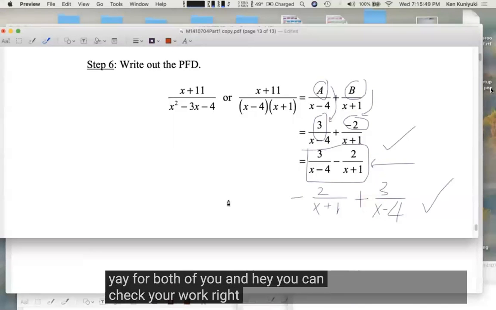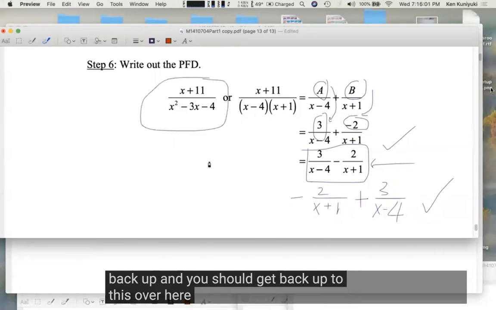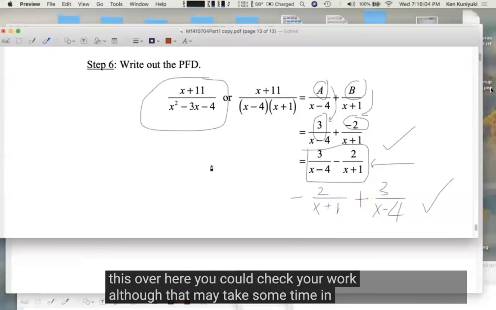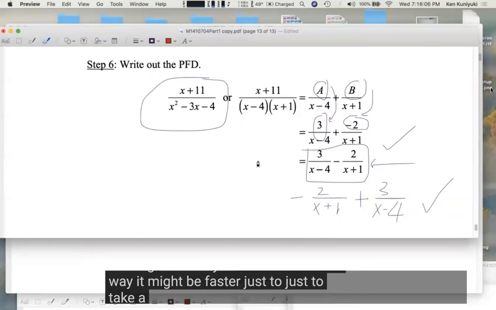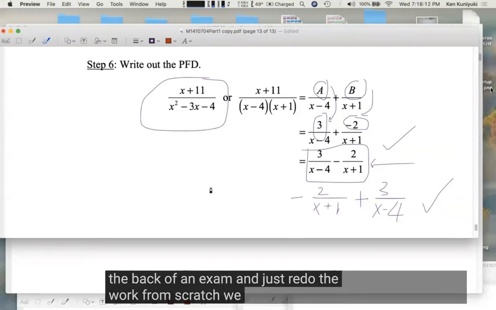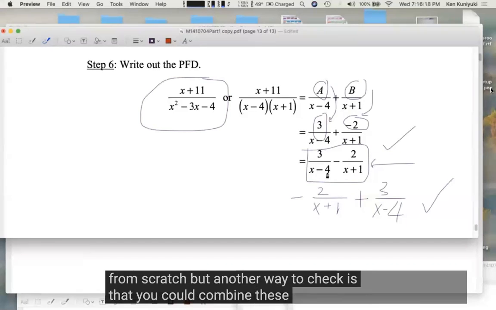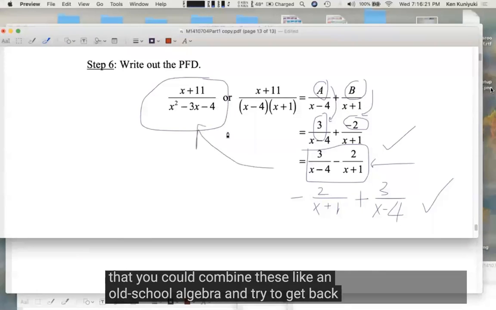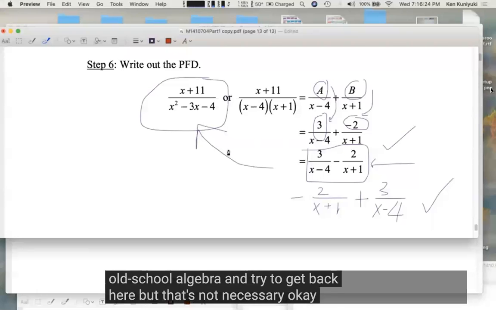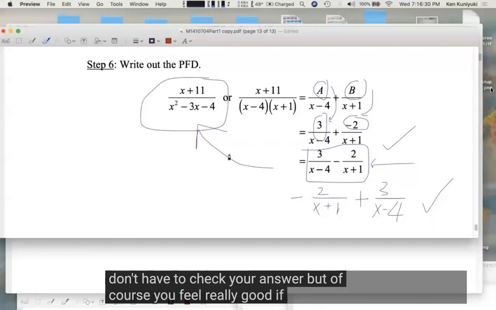And hey, you can check your work, right? That's an old algebra problem. It's what I showed you early on. Get a common denominator, build these back up, and you should get back up to this over here. You could check your work, although that may take some time. In a way, it might be faster just to take a piece of scratch paper or the back of an exam and just redo the work from scratch. But another way to check is that you could combine these like in old school algebra and try to get back here. But that's not necessary. It's not like a log equation problem. You don't have to check your answer, but of course you feel really good if you can verify it somehow.